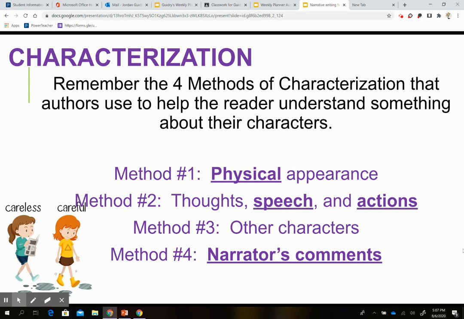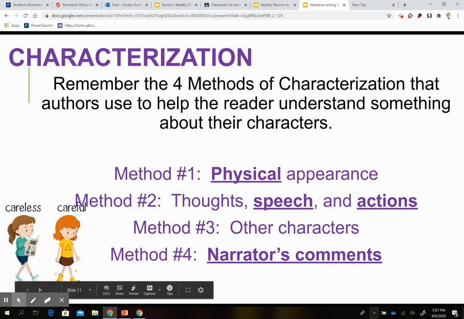So this is what we have for narrative writing. I hope this helps you better understand what you need for your writing task.